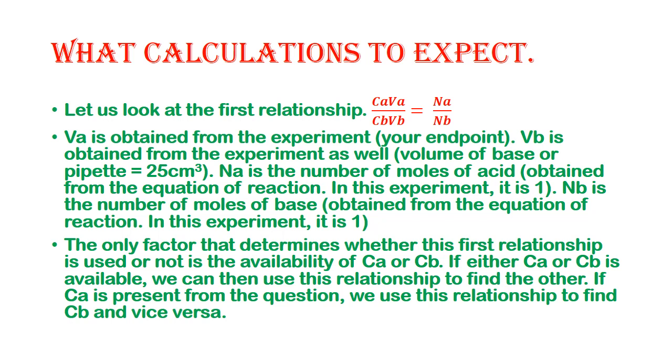They will say A is a solution of hydrochloric acid, or they will say A is a 0.01 mole per dm³ hydrochloric acid. So when you see A is so-and-so mole per dm³, you know that is the molar concentration of A, which is Ca. Then you use that to calculate Cb using this formula. So if either Ca or Cb is available, we can use this relationship to find the other. If Ca is given, we find Cb, and vice versa.